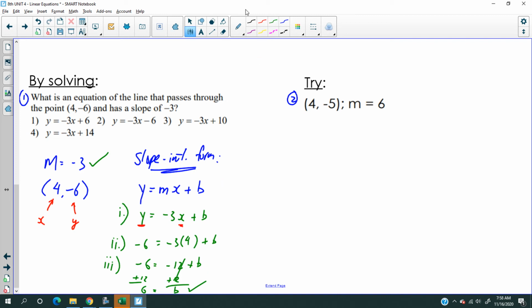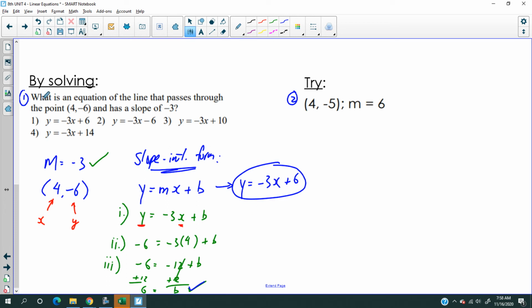So what does that mean? If you look at this, then now what we have is y equals the slope, -3. Remember, slope doesn't change. So y equals -3x. And look, we have our y-intercept here, which is +6, plus 6. That's it. That's how you do it. See, nothing crazy, right?